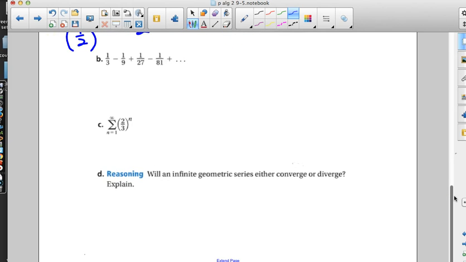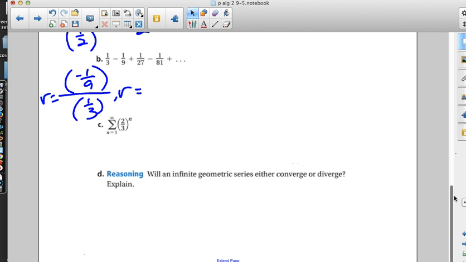Can we see R on B? Or should we punch it in? Do you see what they're multiplying by? Then let's find it with the calculator. -1/9 divided by 1/3. Let's see if this is going to be a number between 0 and 1.